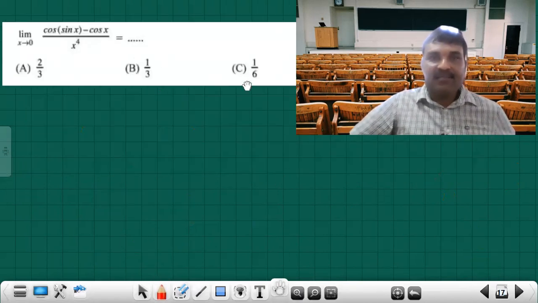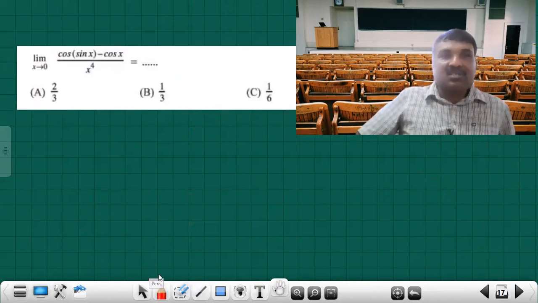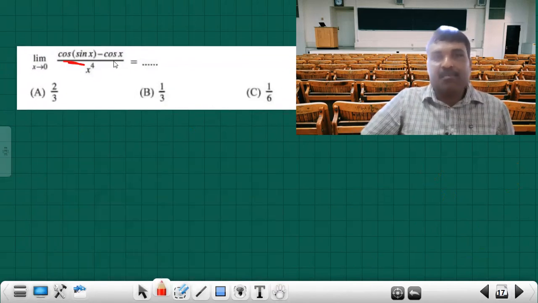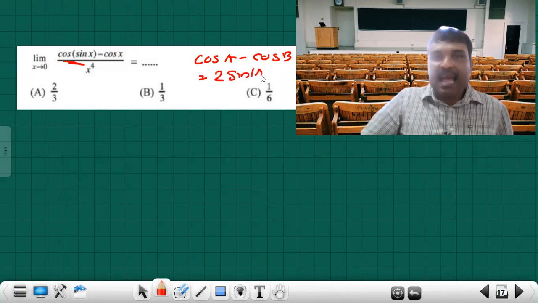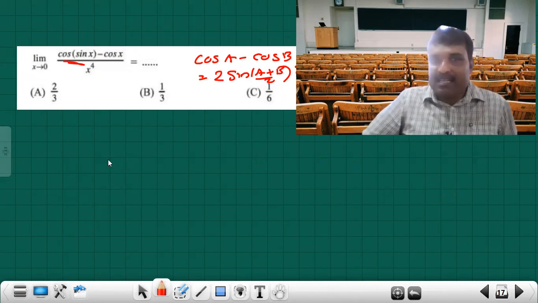Now we can look at this problem. Limit x tends to 0 of (cos of sin x minus cos x) divided by x raised to 4. So we can use cos A minus cos B, which is equal to 2 sin of (A plus B) by 2 into sin of (B minus A) by 2, or we have to write a minus here if I am writing sin of (A minus B).